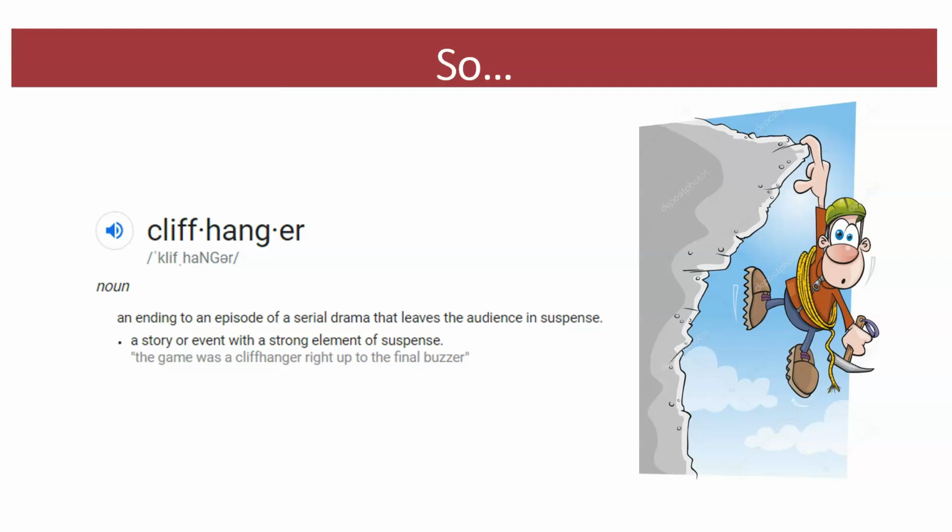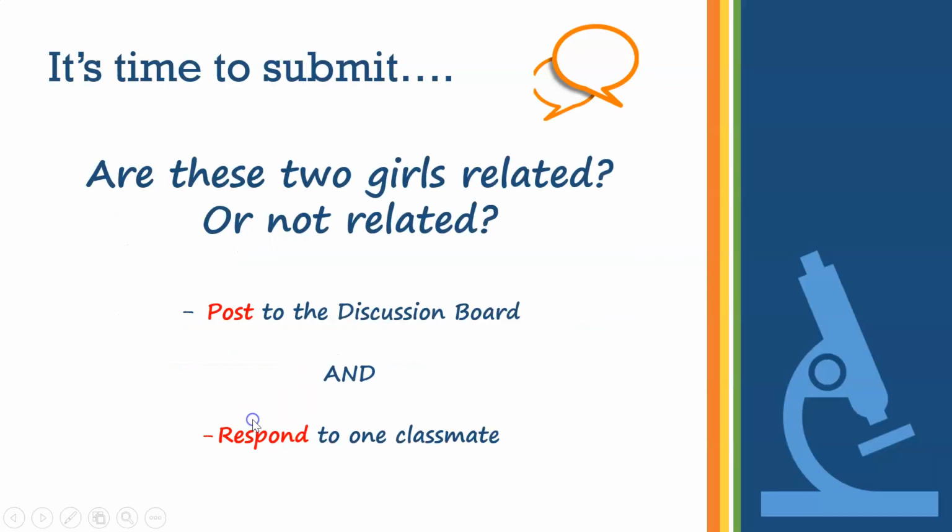Cliffhangers, though, definitely get people talking. And that's what I want you to do. Talk about what we're thinking. For today, I want you to post to our class discussion board. Remember, a discussion board is made for back and forth conversation. I can't emphasize that enough. You should post your thoughts to the question at hand with evidence and reasoning, and then you need to respond to a classmate.